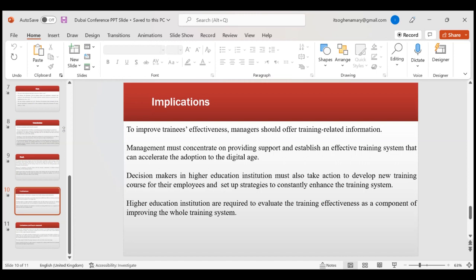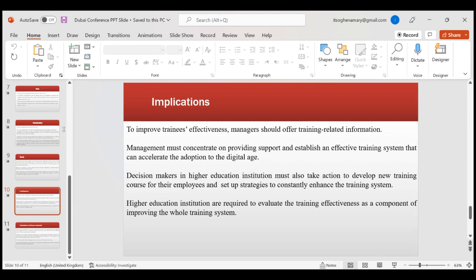Apart from that, we also find that management must concentrate on providing support. Without the support of the management, the training cannot be successful. They need to provide the support and also establish an effective training system. There must be a good training system that can accelerate the adoption of what? To the digital age. So it is the responsibility of the management to facilitate the training system.